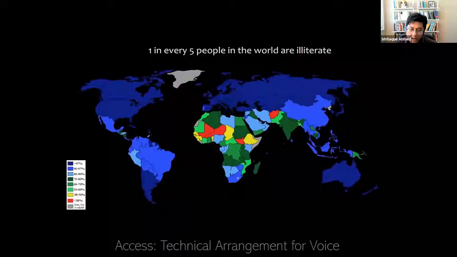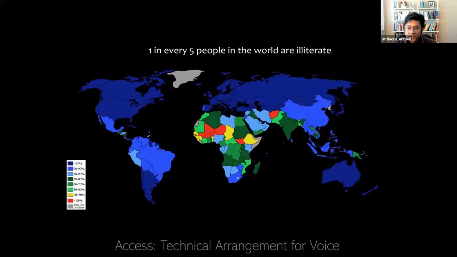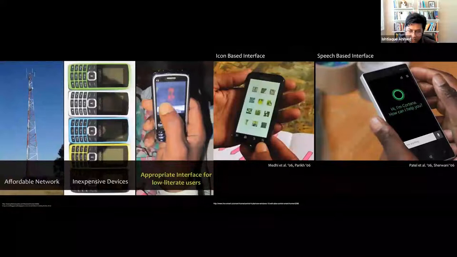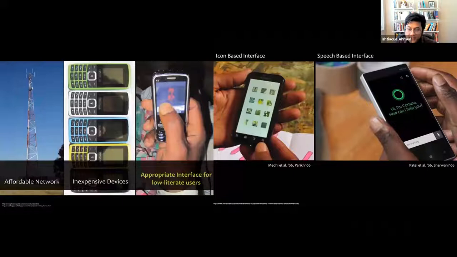When I started thinking about voice, the first thought that I had in my mind was that one in every five people in the world cannot read and write. There are many others who are semi-literate, and many who are digitally illiterate. This is one of the major barriers for them to access the digital platforms and share their thoughts.